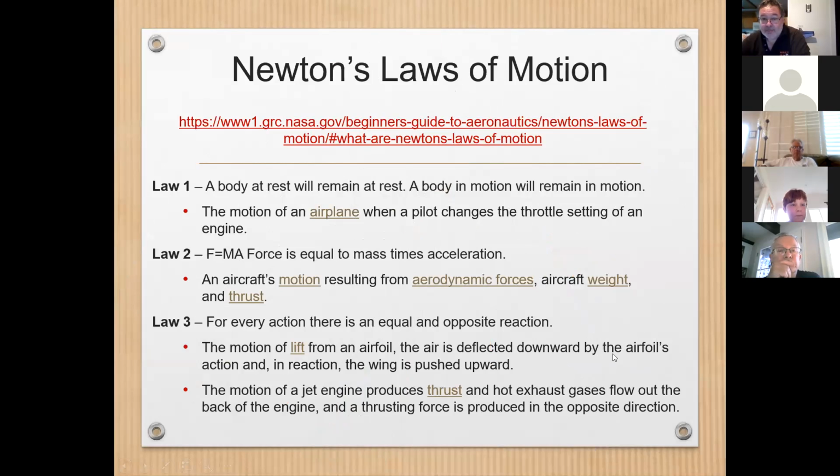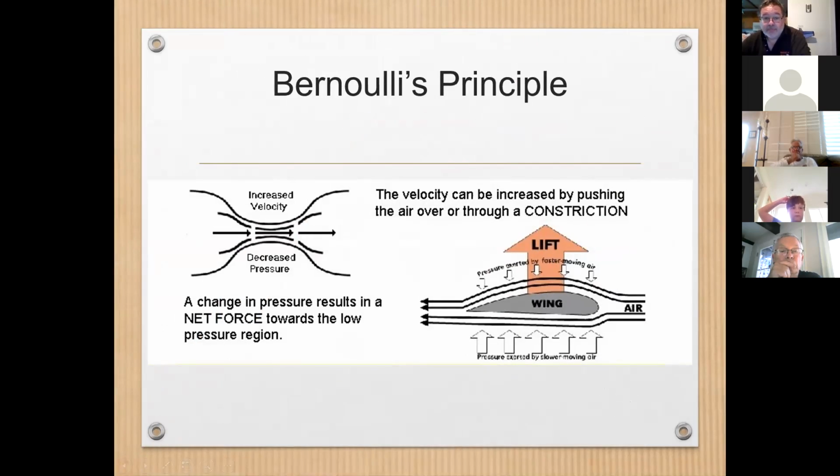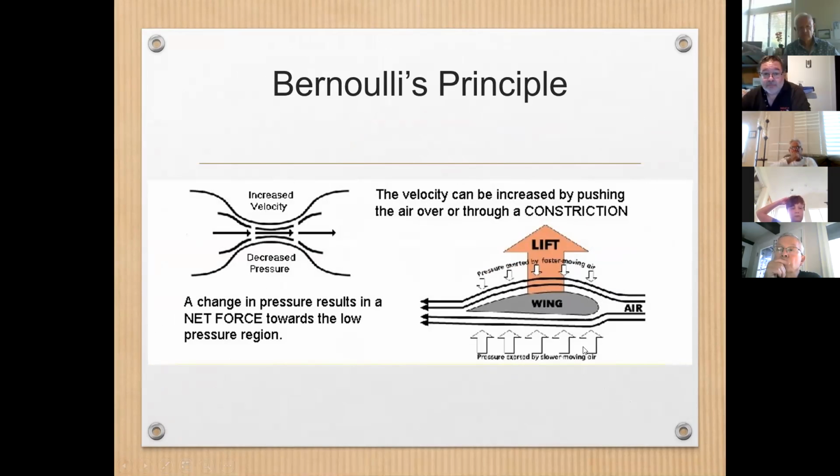Okay, so Newton's laws of motion, mainly we're dealing with the third law. For every action, there is an equal and opposite reaction. So the motion of lift, and you'll be able to click on this to go to NASA. The motion of lift from an airfoil, the air is deflected downward by the airfoil's action, and in reaction, the wing is pushed up. So we have higher pressure under the wing, lower pressure on top, and it's causing that wing. We'll go back to this. We'll go back to this one. And so now we're dealing with Newton's laws of motion down here, pushing it up.